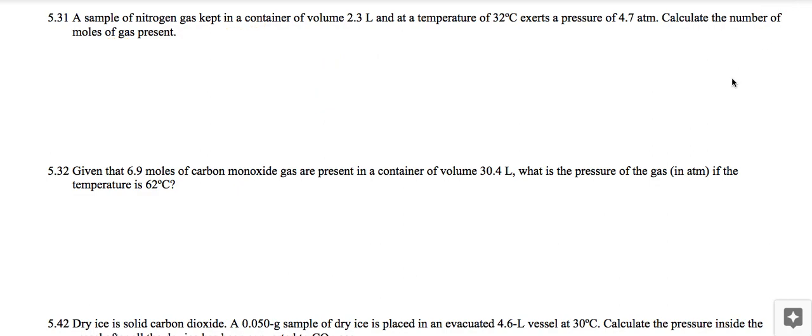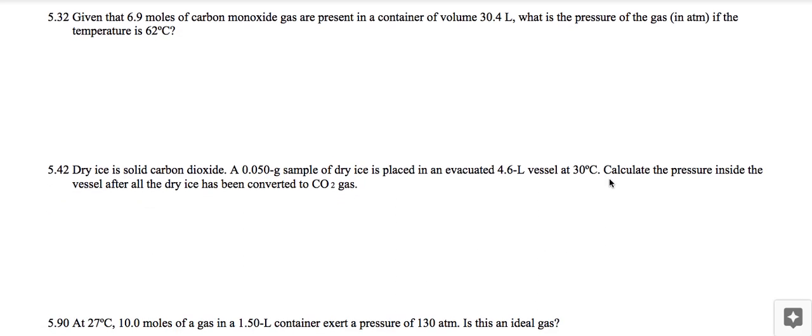I'm going to give you a couple answers here. I do make small mistakes like this sometimes, ladies and gentlemen, so if something doesn't look right, please leave me a comment. I'll go back and check on it, and if I made a mistake, I'll correct it in the comment section. All right, so 32 is 6.2 atmospheres. 42 is 6.0 times 10 to the minus third atmospheres. And then number 90 we are going to do.